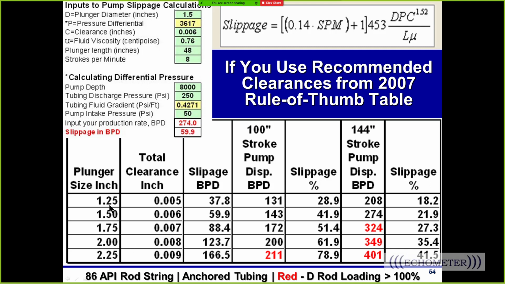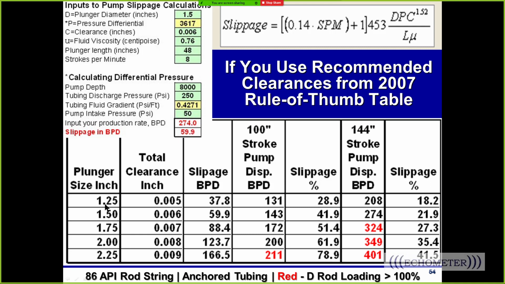And so if you put a 1 1/4 pump 8,000 foot deep, here's the spreadsheet that you can download from our webpage, and you put in the plunger diameter and the clearances and the fluid viscosity and the strokes per minute and the plunger length, then you can calculate based on that table how much slippage you'd have.